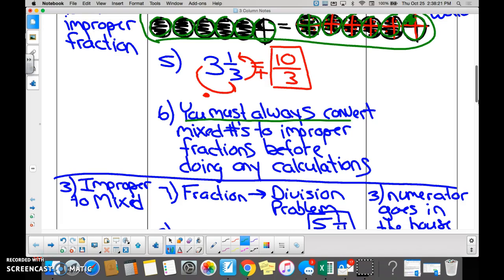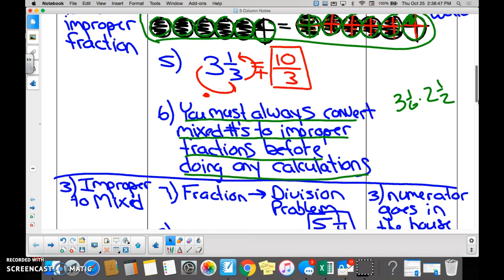You must always convert mixed numbers to improper fractions before doing any calculations. So is it okay to use mixed numbers to do calculations? No. So again, if you have a problem like 3 1/6 multiplied times 2 1/2, you must first convert to an improper fraction. No matter what, mixed numbers can never be used to calculate.